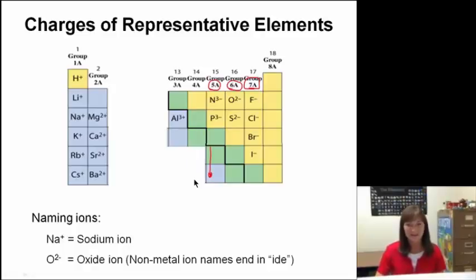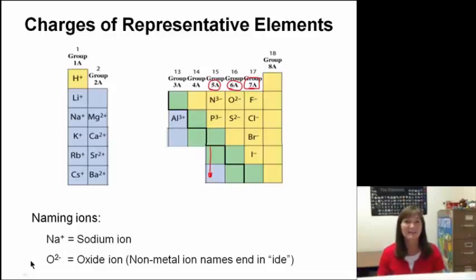Okay, a little bit about naming the ions then is, if it is a metal, you're just simply going to write the name of the metal and then follow it by the word ion. So if you tell me that you're talking about sodium, I'm going to think about a sodium atom. But if you say sodium ion, then I know you're talking about a sodium with a +1 charge.